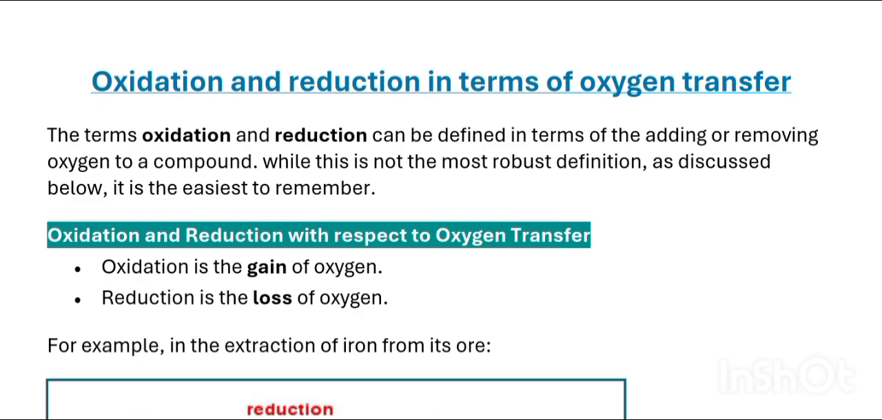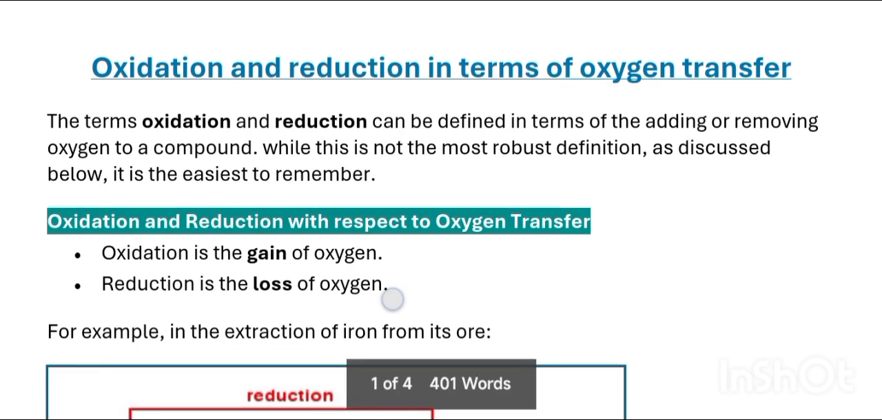The terms oxidation and reduction can be collectively called as redox reaction or redox reactions. There are 3 ways to explain these two processes. These simultaneous processes will be defined according to the oxygen transfer, hydrogen transfer, and electron transfer. Now, with respect to oxygen, oxidation is the gain of oxygen and reduction is the loss of oxygen.